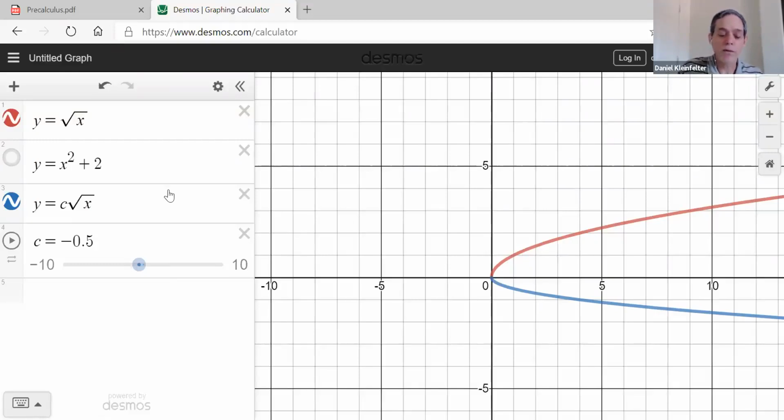Okay, so multiplying by a number bigger than 1 stretches a graph vertically. Multiplying by a number less than 1 will compress the graph vertically. So what we're going to look at next is another way of characterizing functions, called looking at even and odd functions.